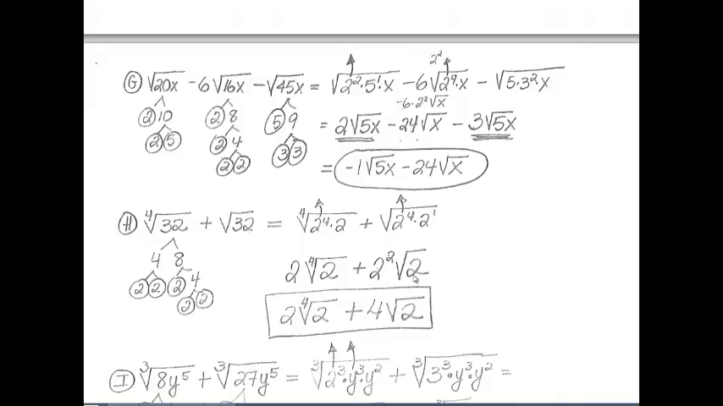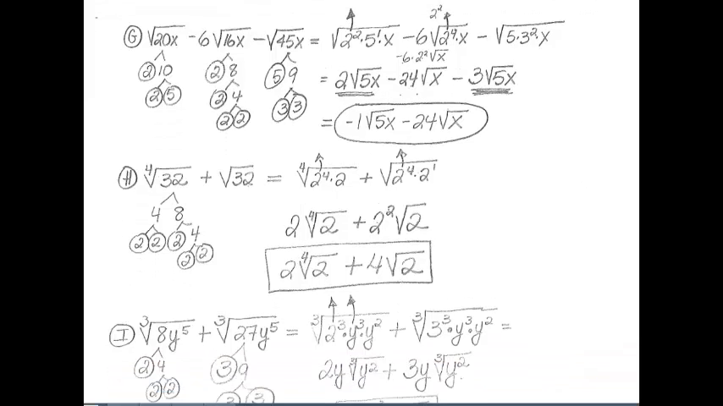I cannot combine these two because this is a fourth root and this is a square root, so they're not the same radical. The only thing I can do here is 2 to the 2nd equals 4. Okay, so then I'll leave my answer like that. Alright, let's go on to the next problem.